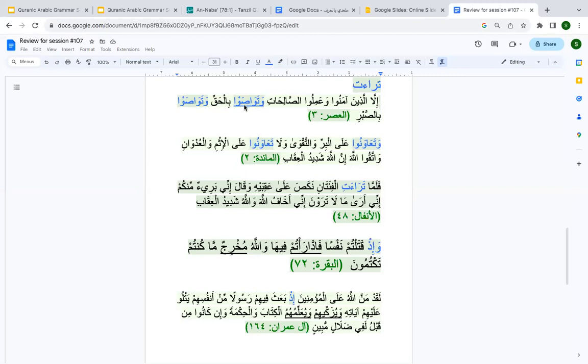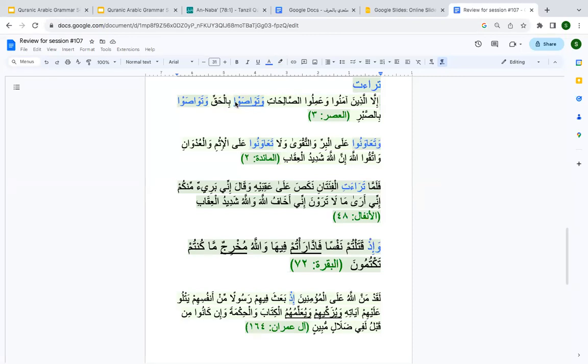Tawasau. Everyone, I need answers from everyone. Yes, mainly, you are going to now recognize this, that there are two parties involved, right? This is Fe'lun Madin, right? There is no alamatul mudari here.